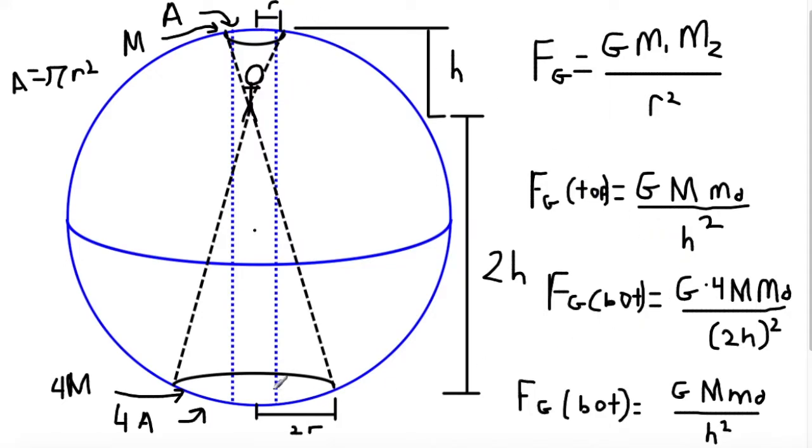For the bottom circle, our force of gravity would be the gravitational constant times 4m times the mass of the skydiver divided by the distance between them squared. So 2h in parentheses squared is the same as 4 times h squared. We got a 4 in the numerator and a 4 in the denominator. They'd cancel out. And you can see that this equation for the force of gravity from the bottom circle is the same as this equation for the force of gravity from the top circle.